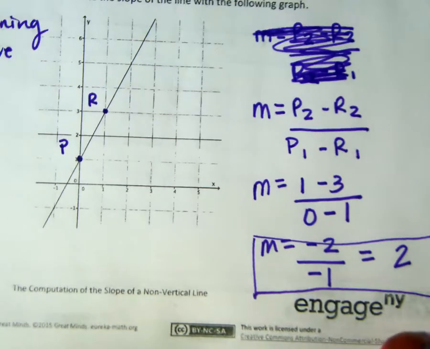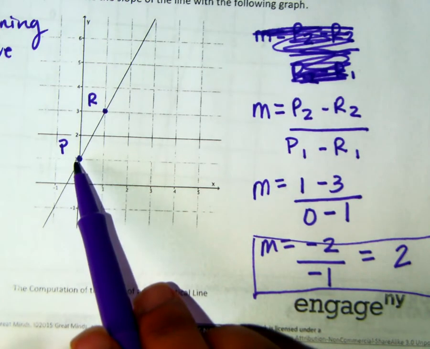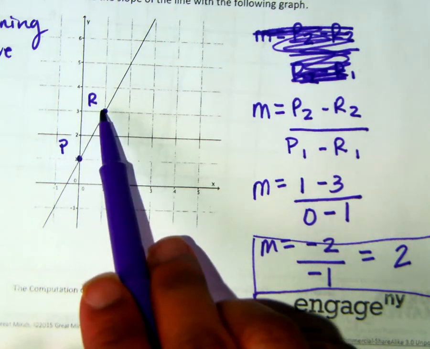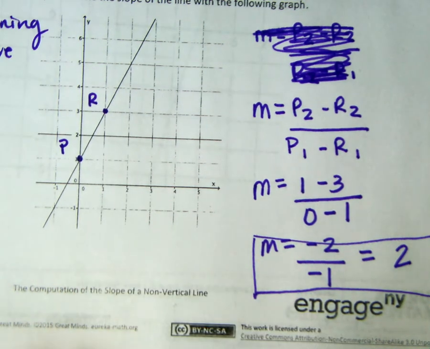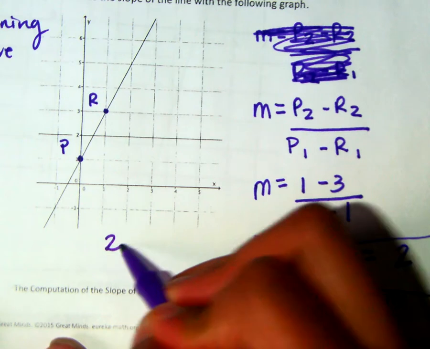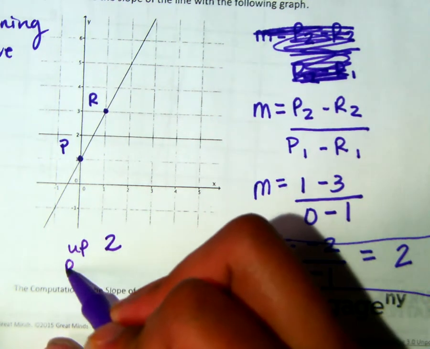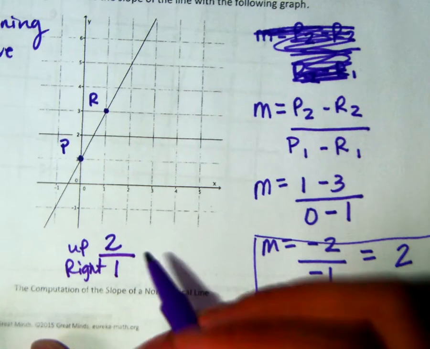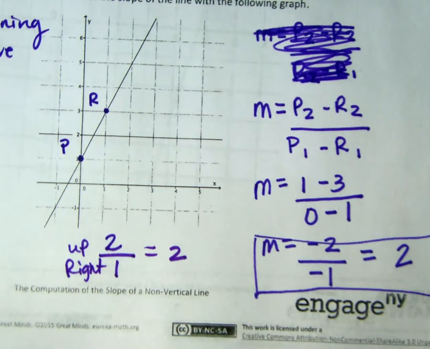I can double check from the previous lesson and I can count. For me to move from point P to point R, I would need to move up 1, 2, and to the right 1. And when I'm moving up and right 1, I end up with 2 over 1, which does simplify to a slope of 2.